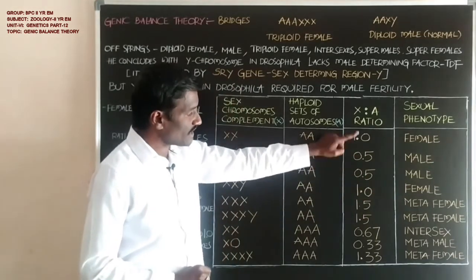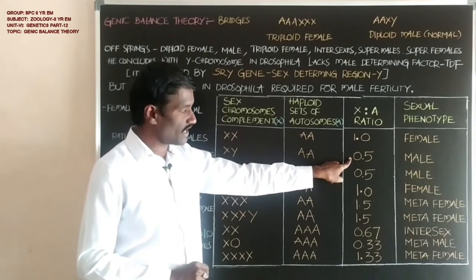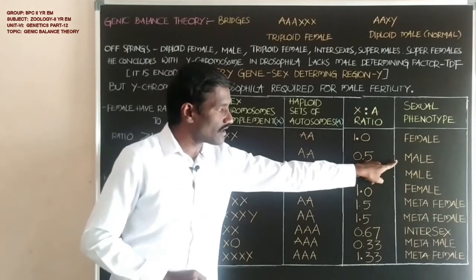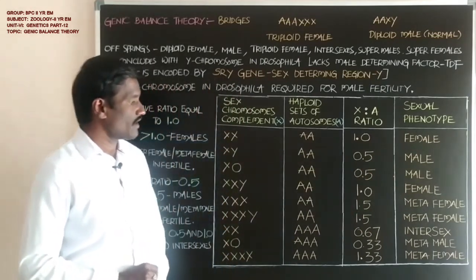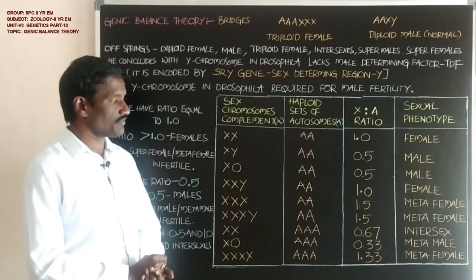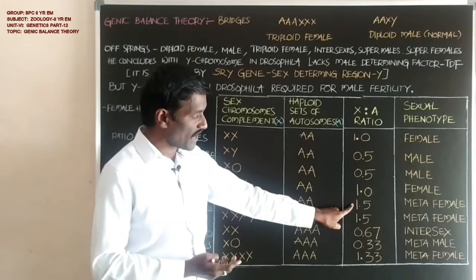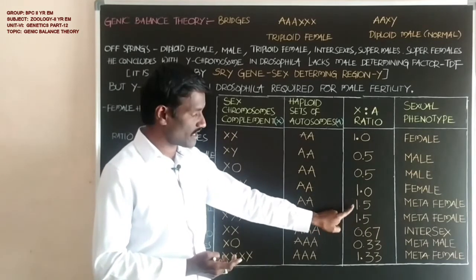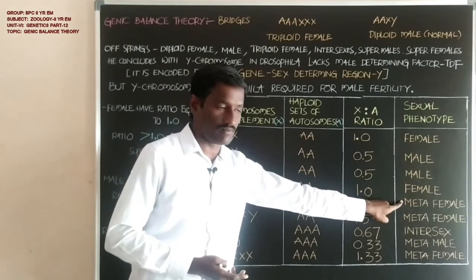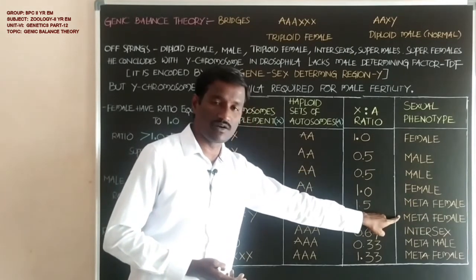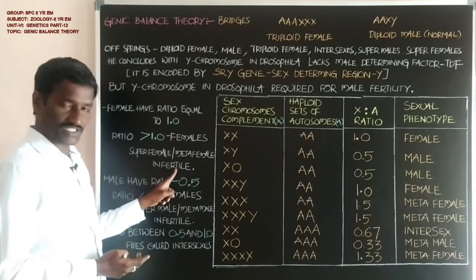Okay, if the X by A ratio is equal to 0.5, the offspring develops into the male. Okay students, and if the ratio is greater than 1, greater than 1.5, the offspring develops into the meta female, also called super females. Okay, super females are infertile.